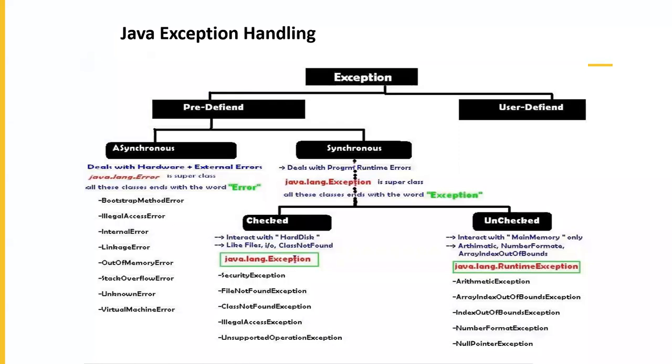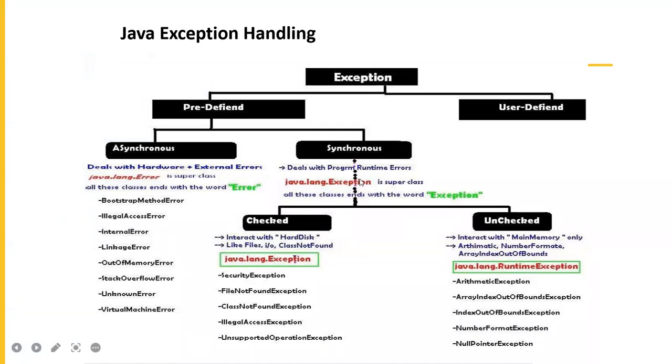So hardware errors we can say are asynchronous. If you are getting such an error, it is asynchronous. But when you come to synchronous, what happens? It deals with the programmer. If the programmer has made a mistake, at that time you get an exception, and those exceptions you are going to handle. As I mentioned here, it deals with program runtime errors. The asynchronous deals with hardware, for example, out of memory.